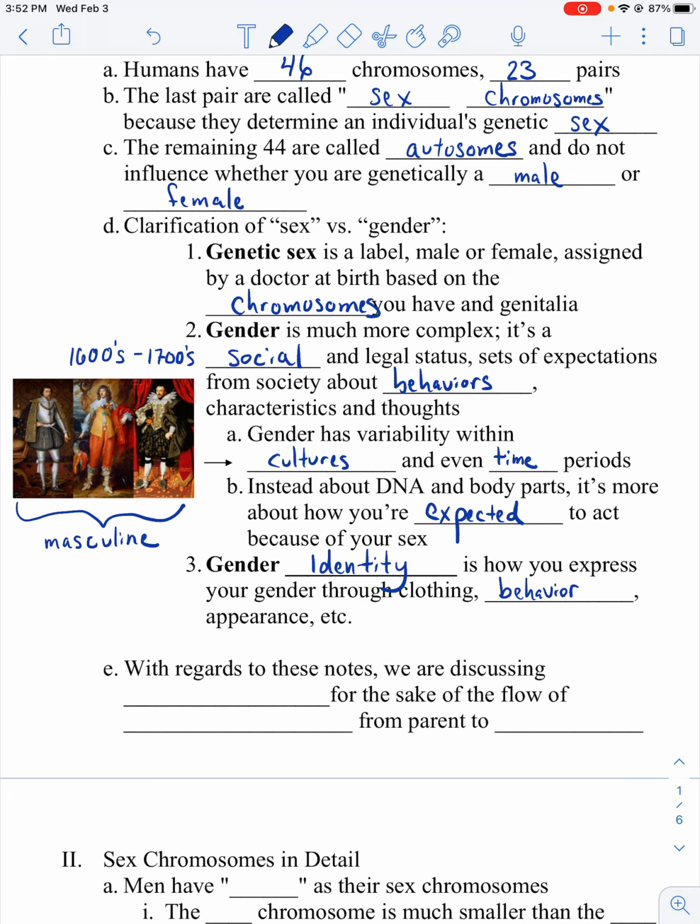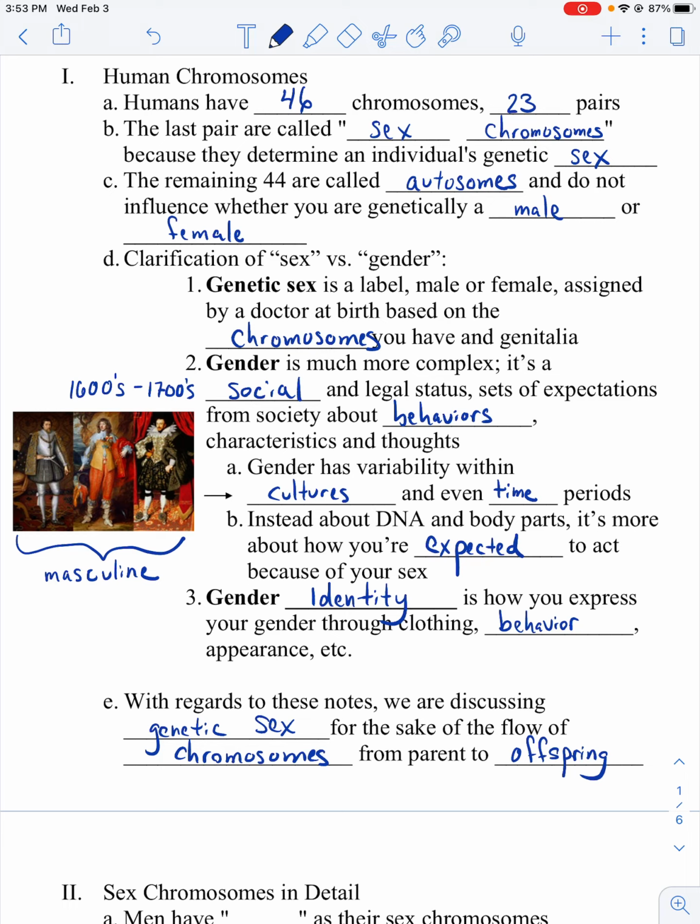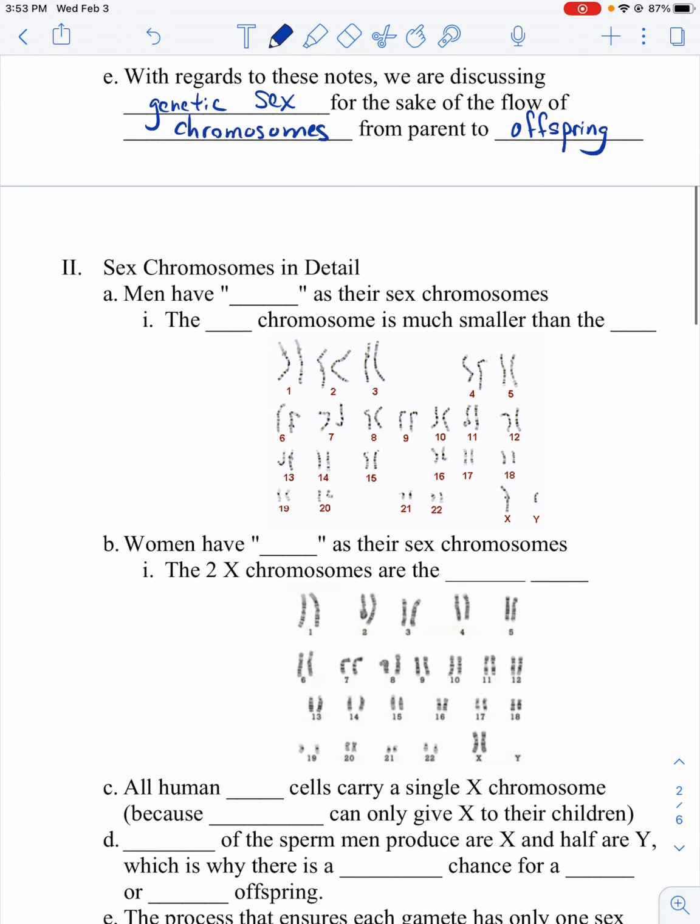Now, I wanted to touch upon those concepts because with regards to our class and these notes, we are going to be discussing genetic sex for the sake of the flow of chromosomes from parent to offspring. So it's important to note the difference between genetic sex and gender, but for the sake of biology class, we're going to be focusing our attention on genetic sex to discuss inheritance.